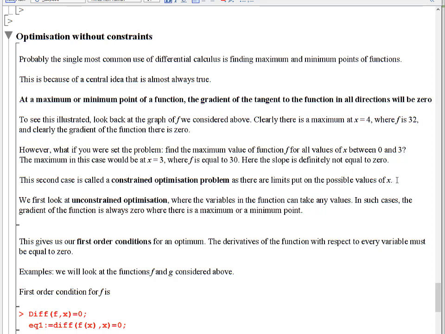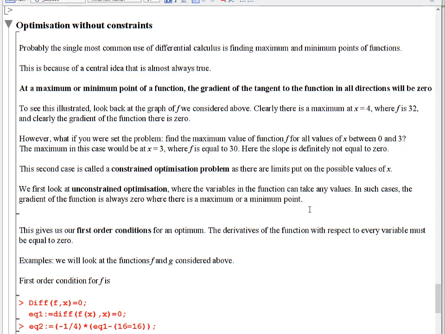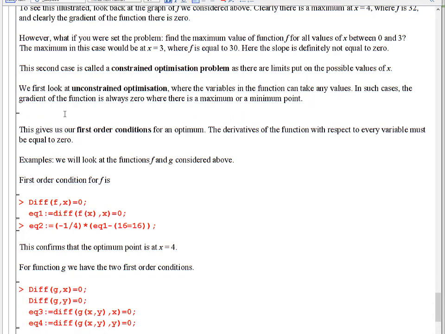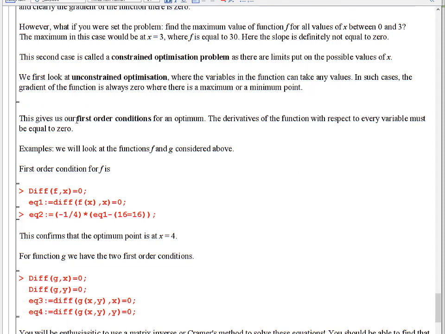It's more generally useful and more realistic. But first of all, we have to look at unconstrained optimization. So in this case, the variables can take any values. And in this case, the gradient of the function is always 0, whether there's a maximum or minimum point. Now this gives us what is often referred to as first order conditions for an optimum. So the derivatives of the function with respect to every variable must be equal to 0.